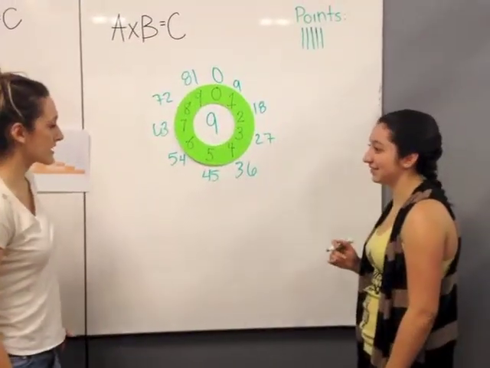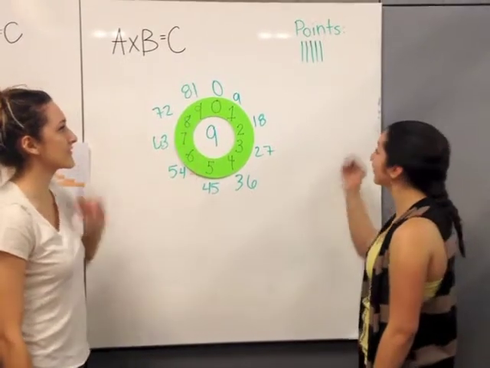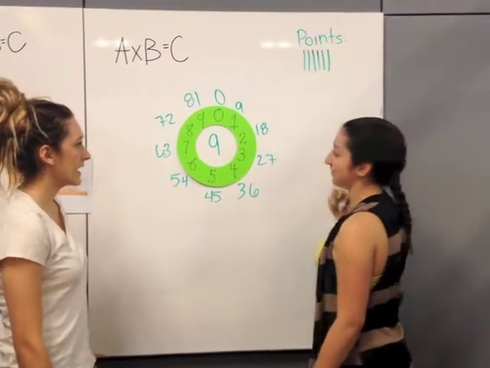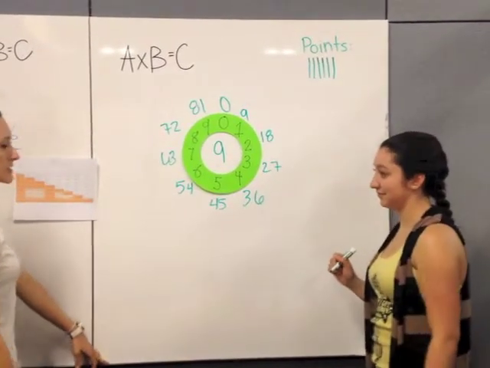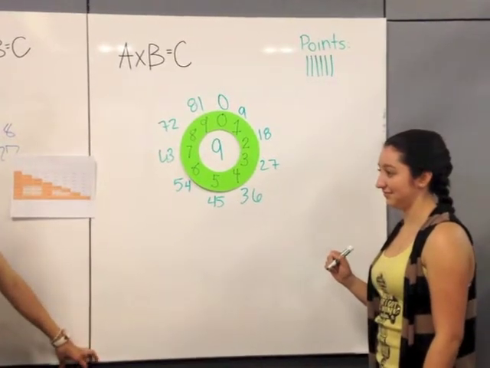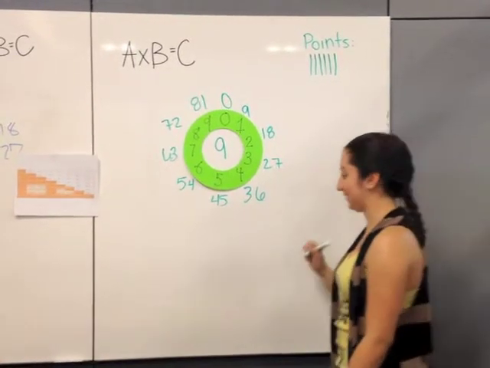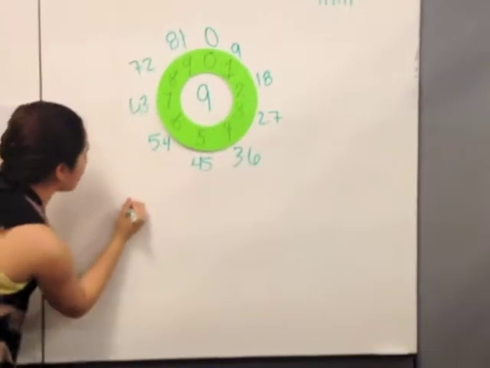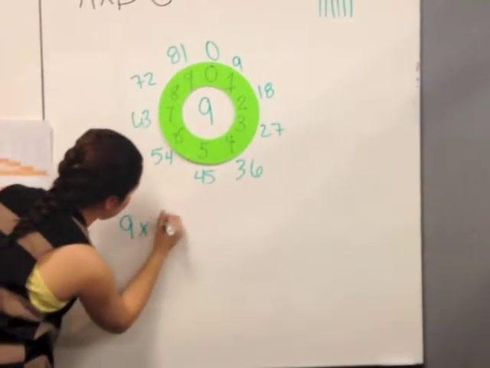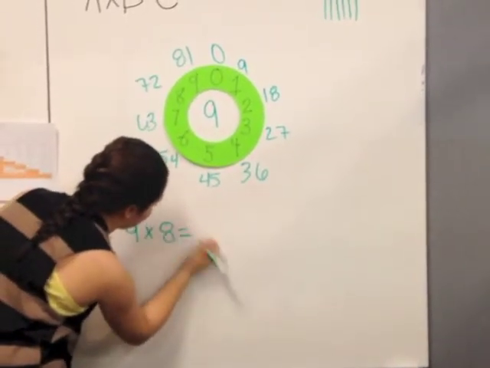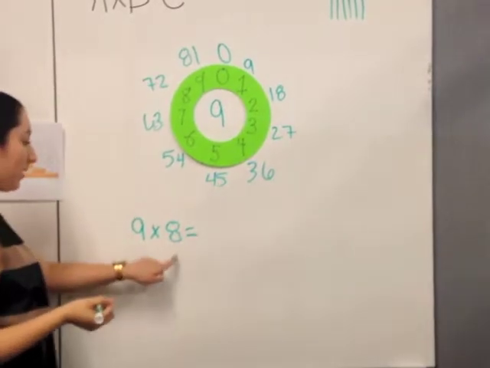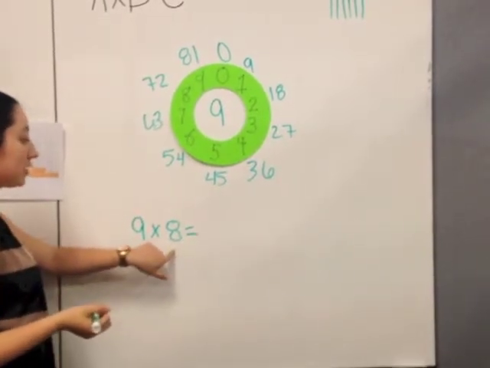Even though you finished second, all your answers are correct, so go ahead and give yourself one more point. And for our bonus round, we're going to be using the associative property, and our equation is 9 times 8. So I have 9 times 8. Since we're using the associative property, I'm going to split 8 into 2 times 4.